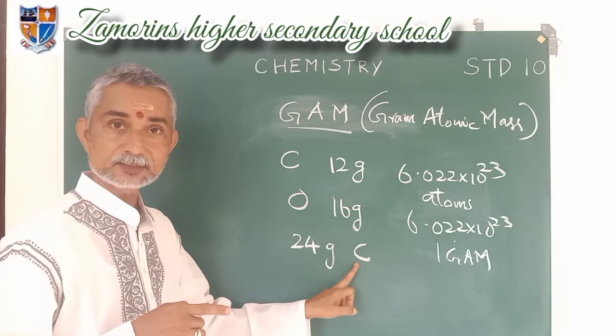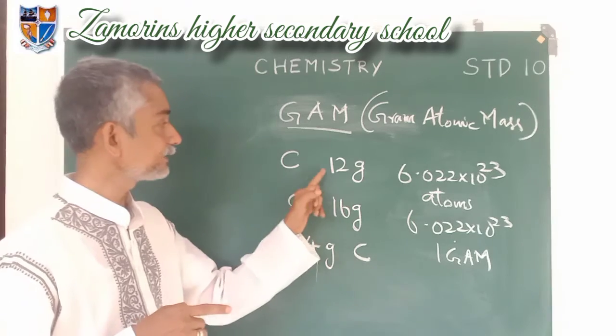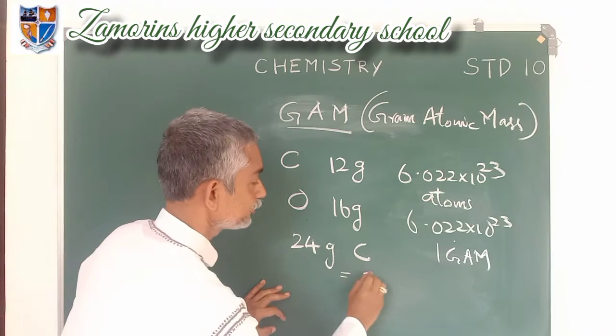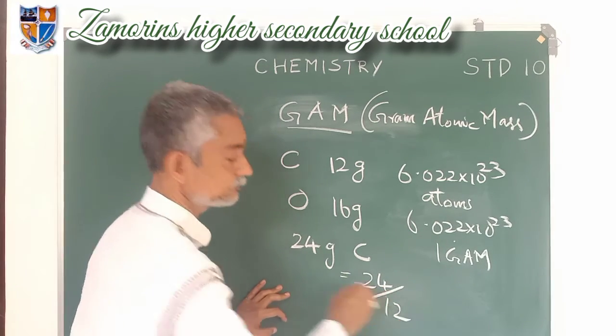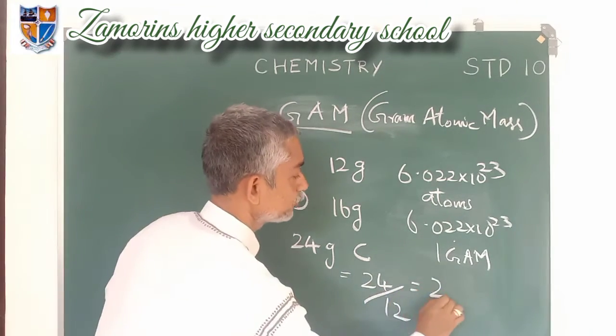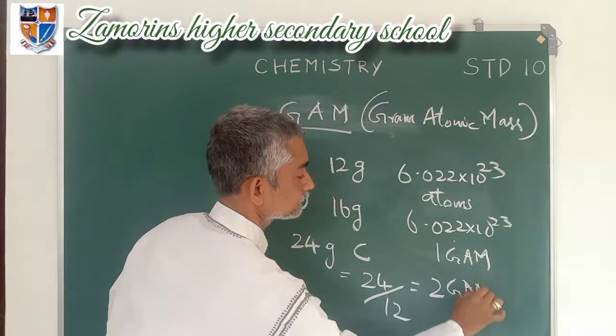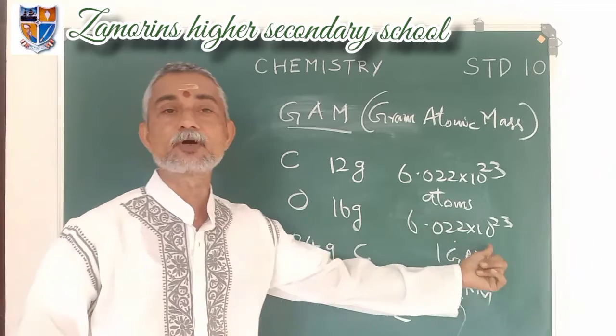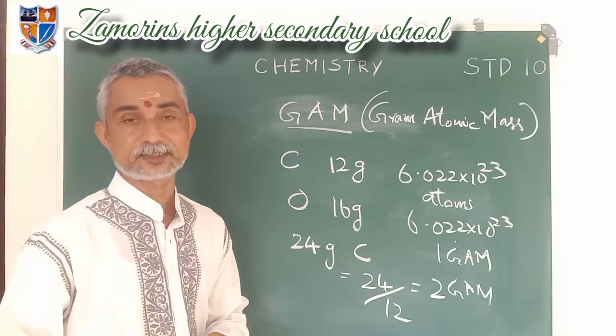Carbon is an atom here. So one carbon contains 12 gram. Here it is 24 gram. That is equal to 24 by 12, that is equal to 2 GAM. That is equal to 2 into 6.022 into 10 to the power of 23.